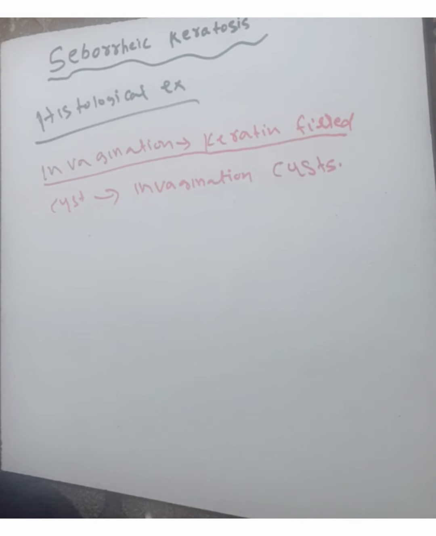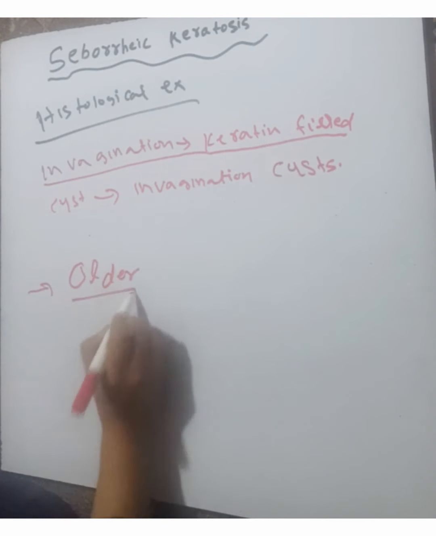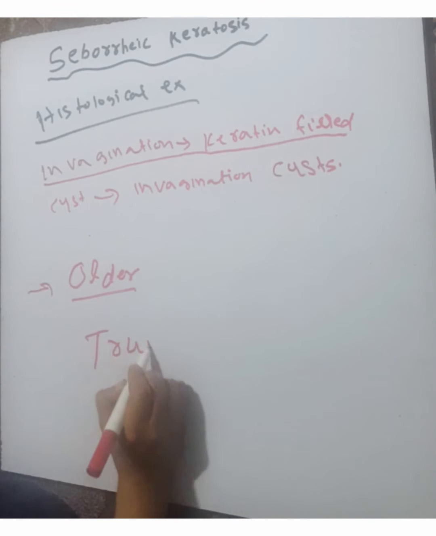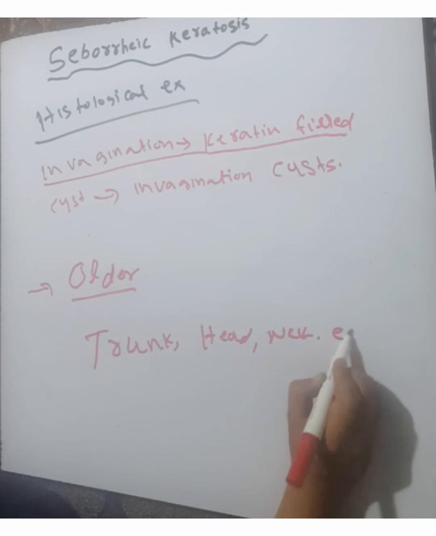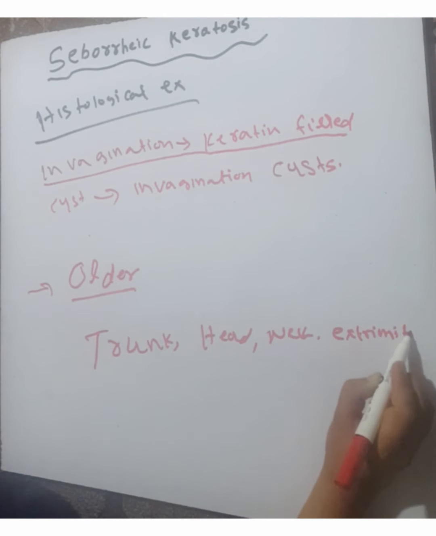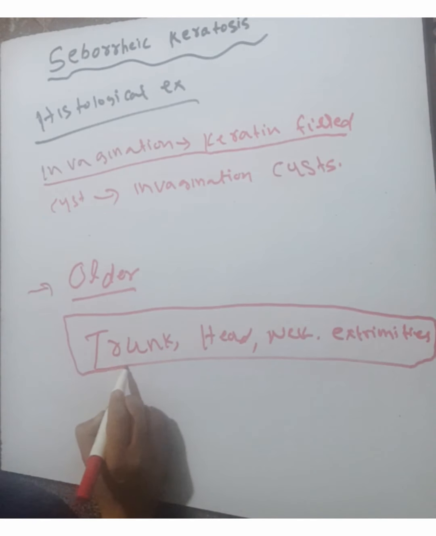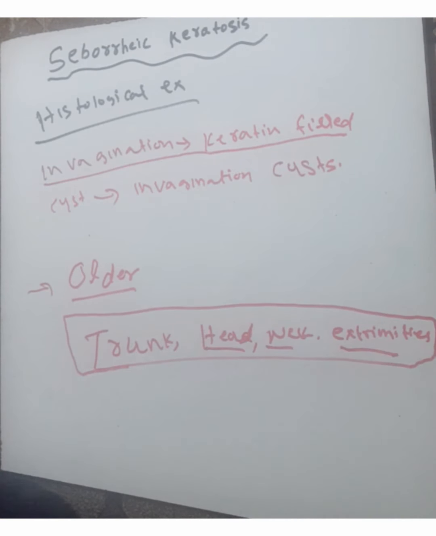At which age does seborrheic keratosis occur? It occurs most frequently in older individuals. At which sites of the skin is it present? It is present on the trunk, head and neck, and the extremities. Horn cysts are present in the head region, neck region, and extremities.